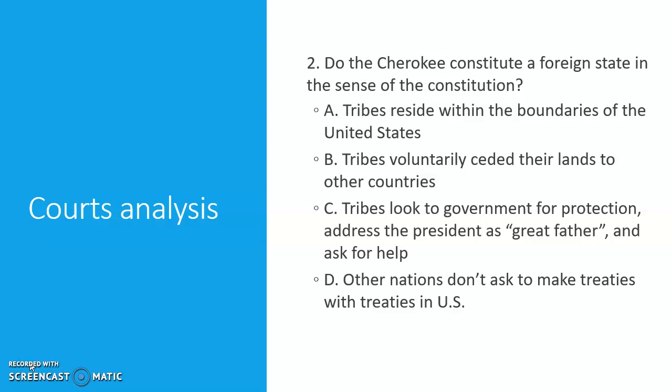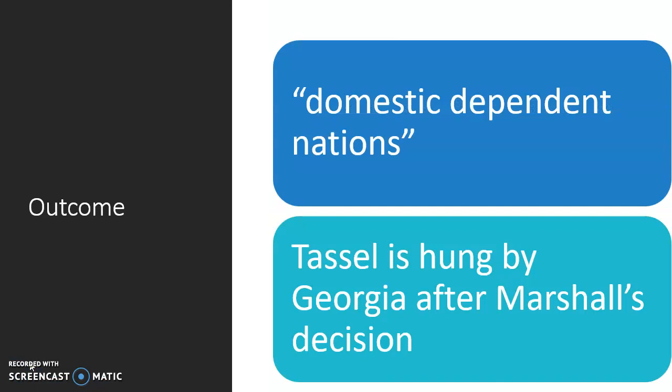So on top of that, other nations, now that we are the United States, don't ask tribes to make treaties with them. There are only treaties made between the United States and tribes. So from this comes the idea that Indian tribes are domestic dependent nations. They are not foreign nations, but they do have an identity which is separate from states.